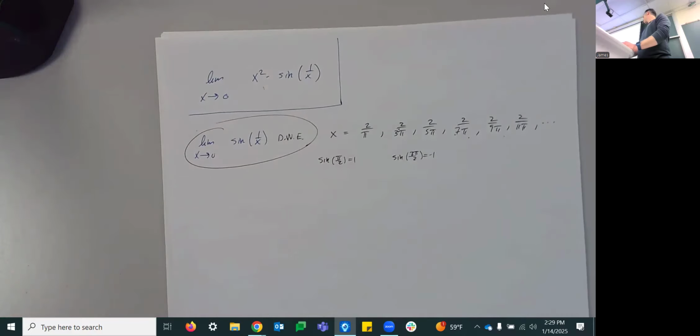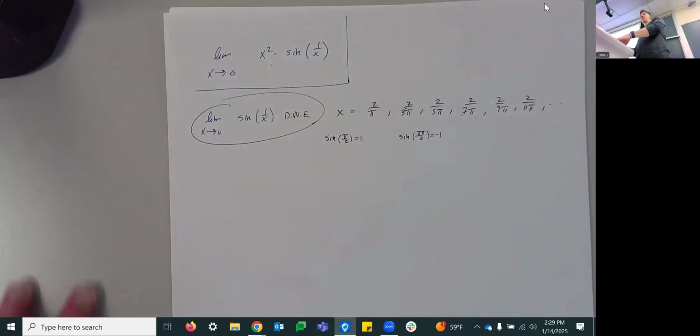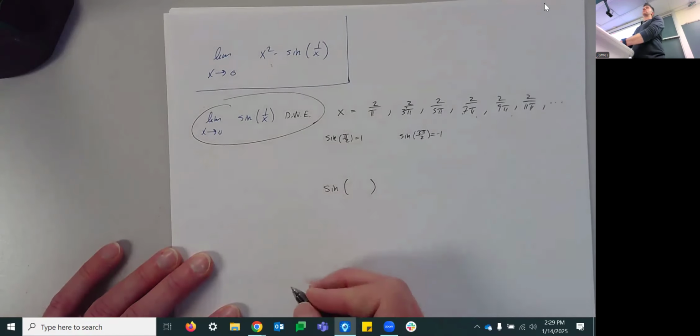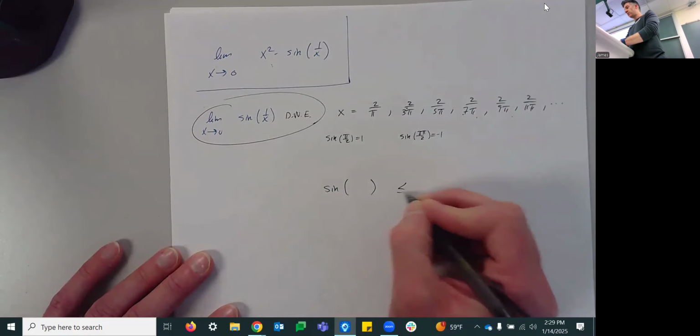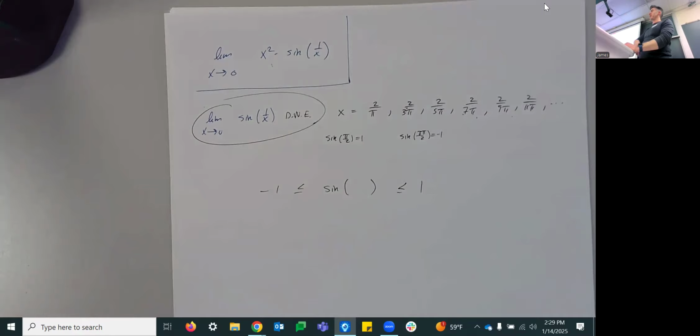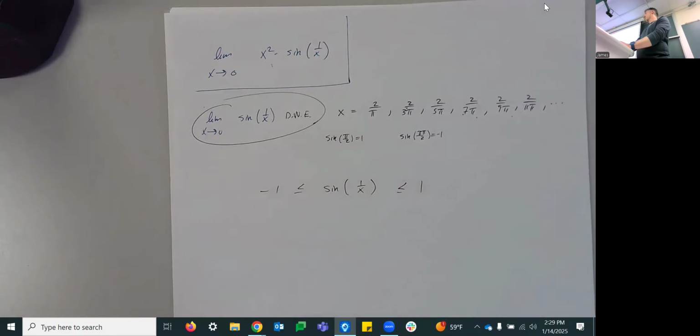This limit does. And the way we can show this is by what's called the squeeze or sandwich theorem. This is how we often deal with squeeze theorem limits for sine or cosine. It is true that sine of anything is always less than or equal to 1 and bigger than or equal to negative 1. Doesn't matter what's in the argument there. In this case, it's 1 over x. So we multiply the whole inequality by x squared, which is always non-negative, so we don't have to worry about changing the direction of any inequalities.